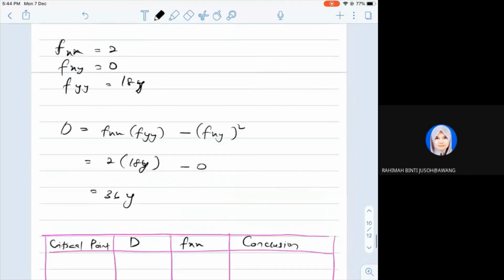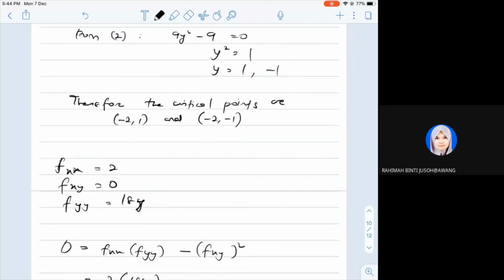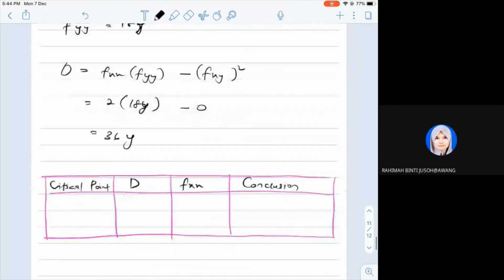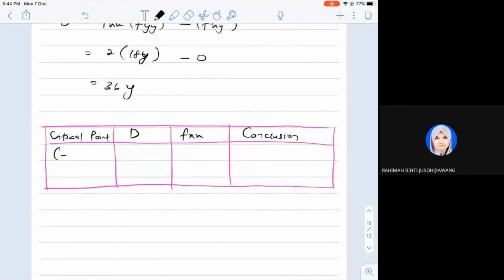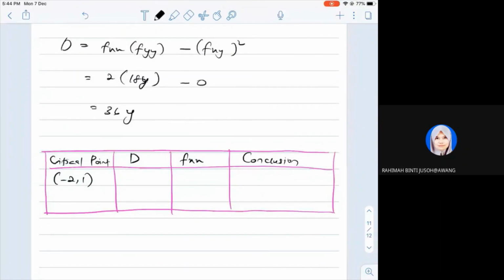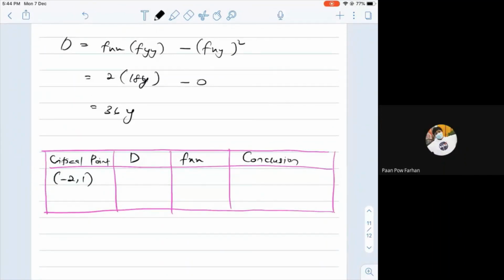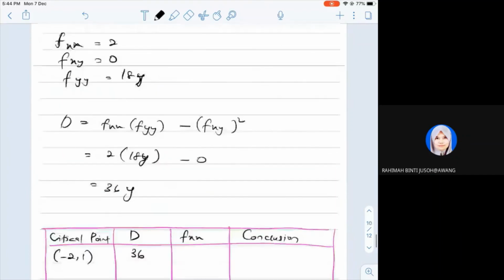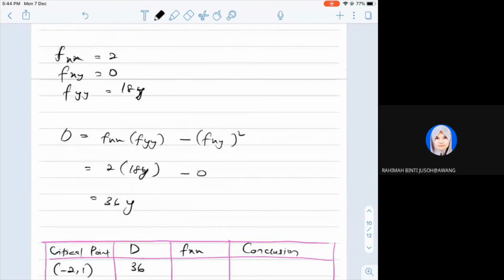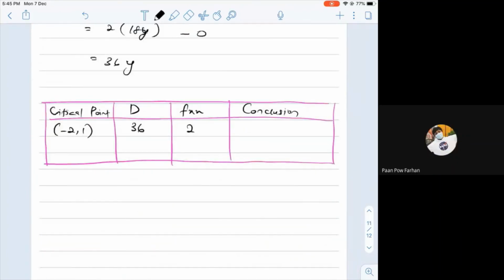Okay, so we need to test both of these coordinates. Let us say we test negative 2, 1. We have two points, right? So calculate your D for negative 2, 1. What is the value of D? It is 36, positive. Yes, positive. So when it is positive, do we need to check fxx? Yes. Our fxx is positive. So fxx is positive, therefore it is a relative minimum. The conclusion is relative minimum.